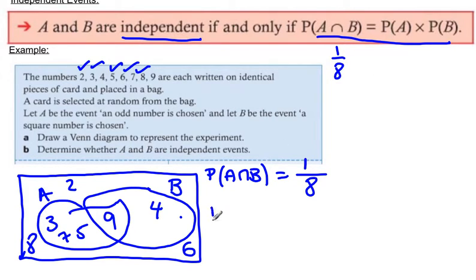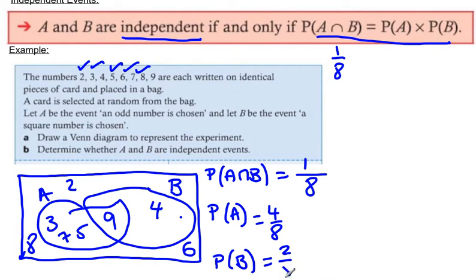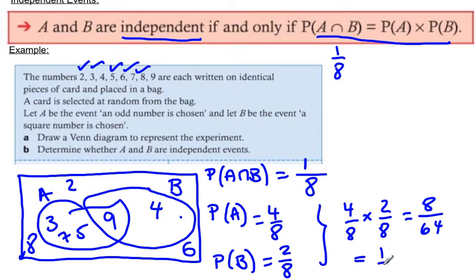If we look at the right-hand side, probability of A is 4 out of 8. So there are 8 numbers. And probability of B is 2 out of 8. Now if you multiply those two numbers, we get 4 out of 8 times 2 out of 8, which is 8 out of 64, and that simplifies to 1/8. So we get the same on both sides, and that shows that events A and B are independent.